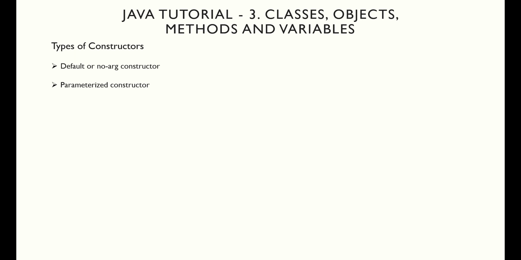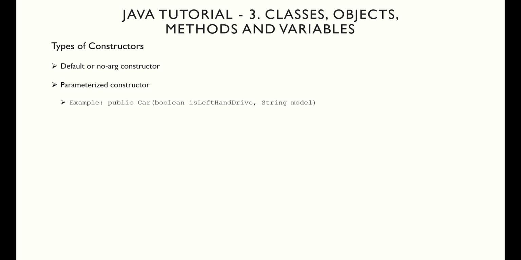We have already looked at the default constructor. What is a parameterized constructor? A constructor that has a number of parameters is called a parameterized constructor. Example for the parameterized constructor is, as you can see here, within the parentheses we are passing parameters. We know the default or no arg constructor is called whenever an object is created.